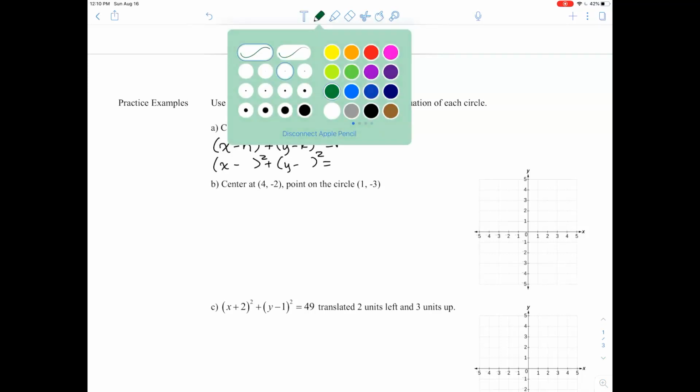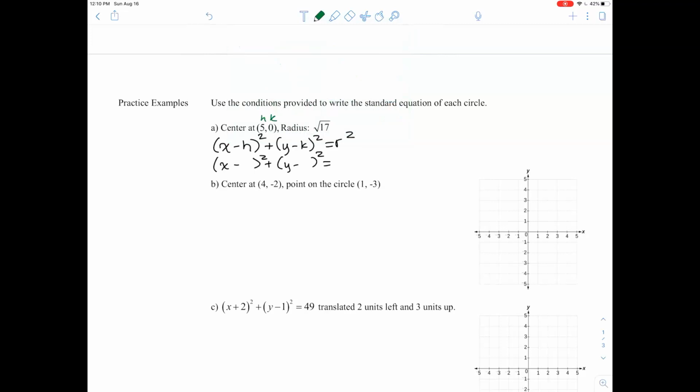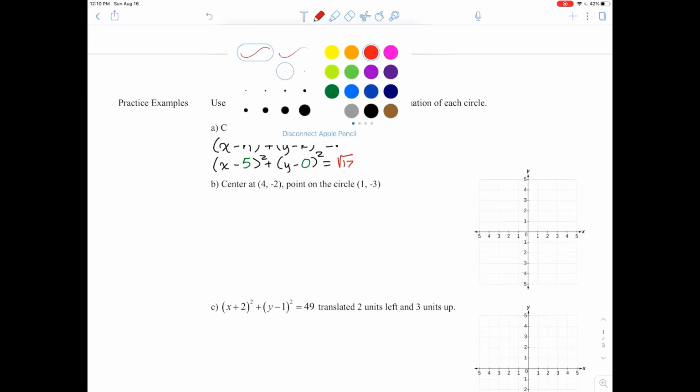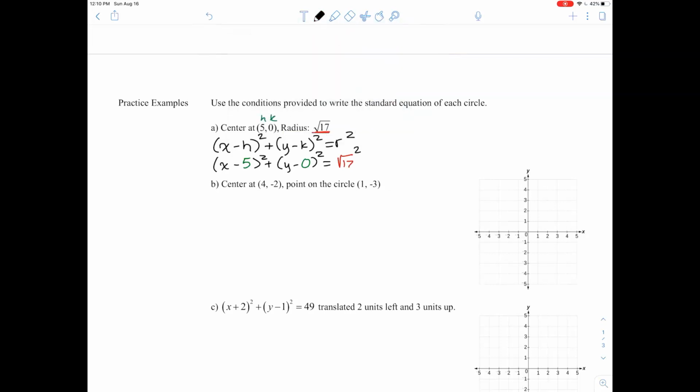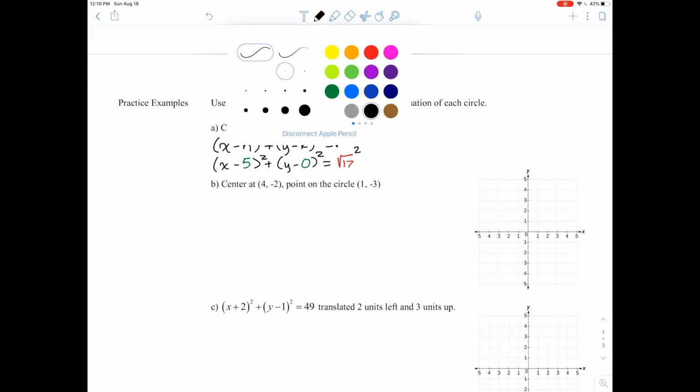And then I'm just going to plug in those values and simplify. And so this is my h, k. So I'm going to plug in a 5 for h and a 0 for k. And this is my radius. So I'm going to do the square root of 17. That is not a 17. Oh, I forgot. You have to square it because that value there is r squared, because remember we're doing the Pythagorean theorem here. All right, so let's simplify.